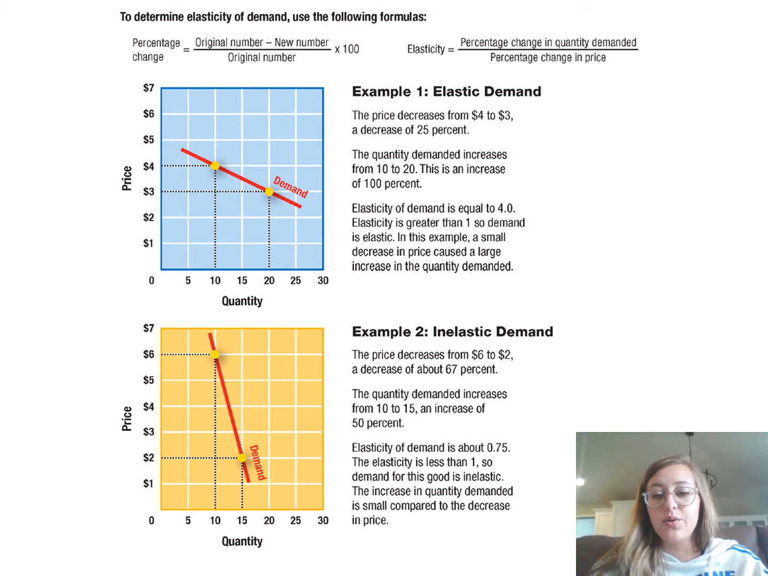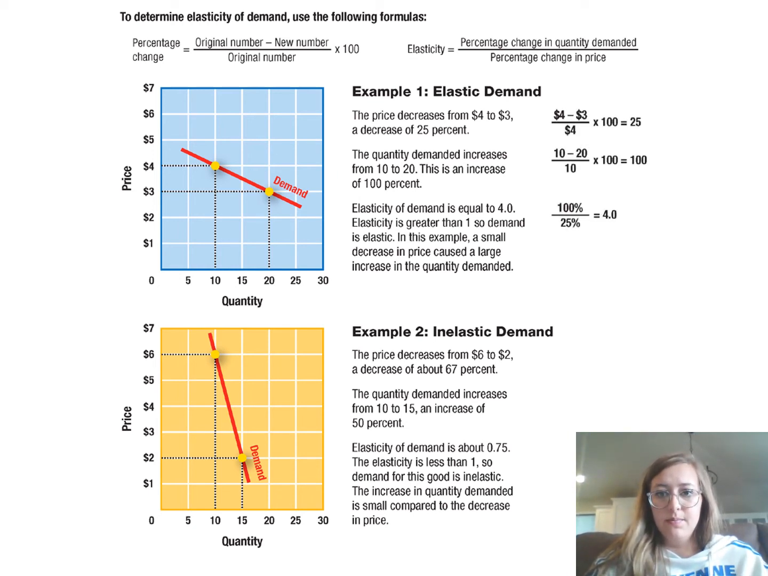And then example 2, you're looking at inelastic demand. So if you would take a moment to read through that, what you need to know is that if elasticity of demand is less than 1, demand for that good is inelastic, which means that the increase in quantity demanded is small compared to the decrease in price. So there is the math for you.